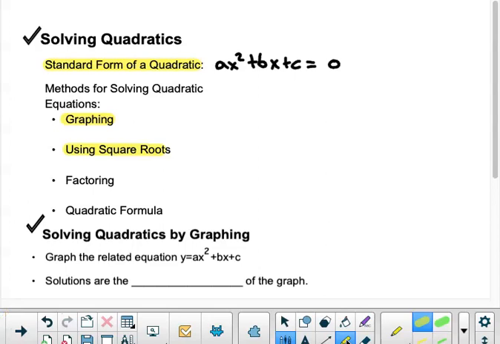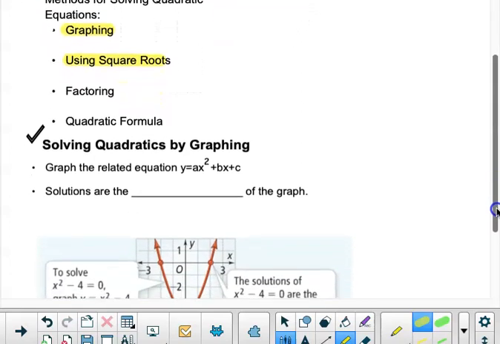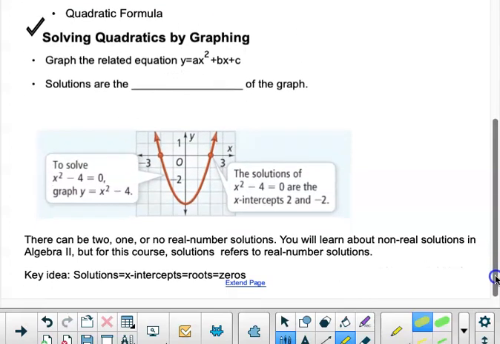And it's kind of a process, and it's not always the most efficient way to do things. But by the end of this chapter, you'll have all the best ways to do it, and you'll have to choose which one to use at which time. Okay? All right, so solving quadratics by graphing.